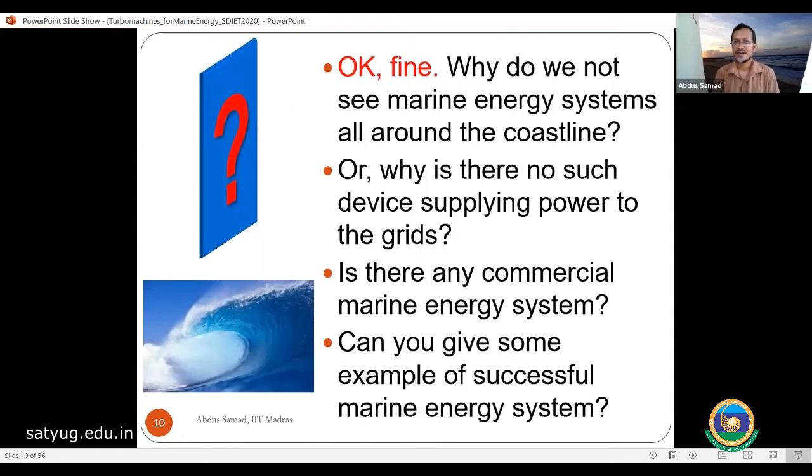So now the question is, okay, fine, why do you not see marine systems all around the coastline? In India, I told you, 7,500 kilometer coastline, but no one has seen any ocean energy system there. Why is there no such device supplying power to our grids? Let's say you are staying in UP or northern India. Can you get ocean energy through the grid? Is there any commercial marine energy system? Can you give some example of a successful marine energy system? So all answers I'll try to give through the next slides.